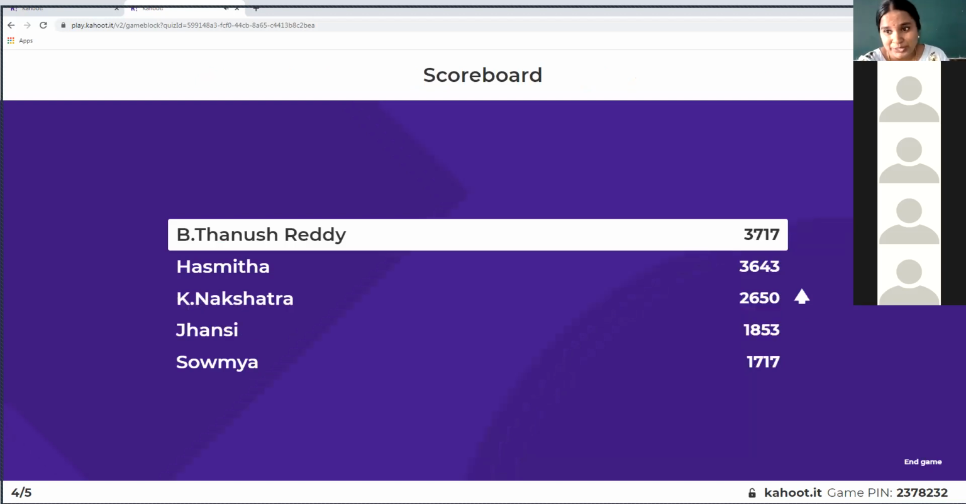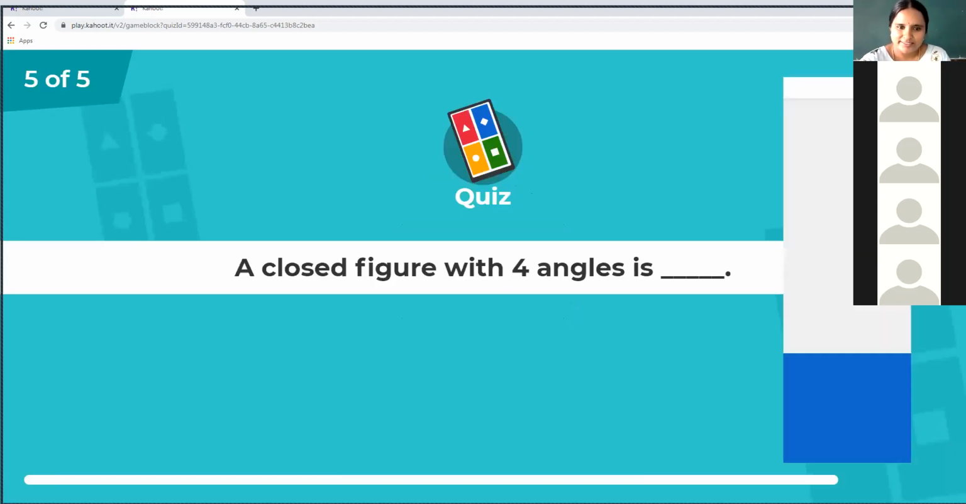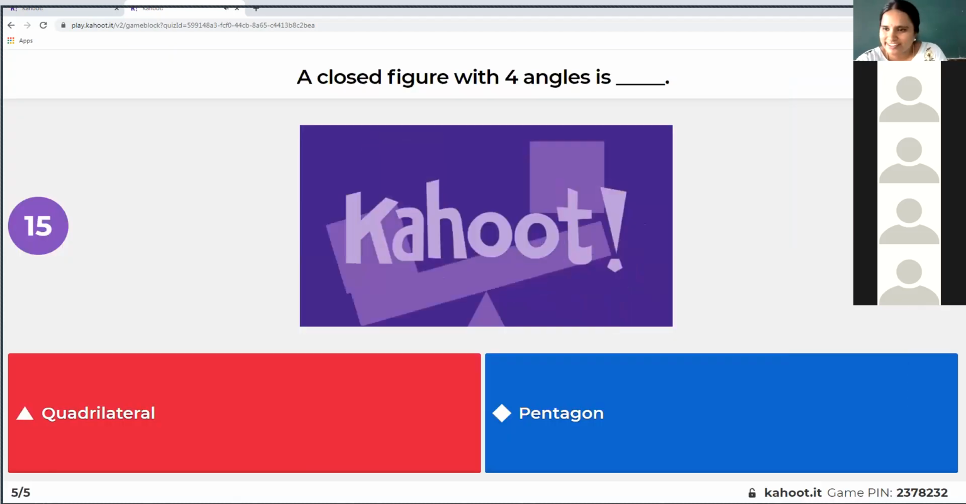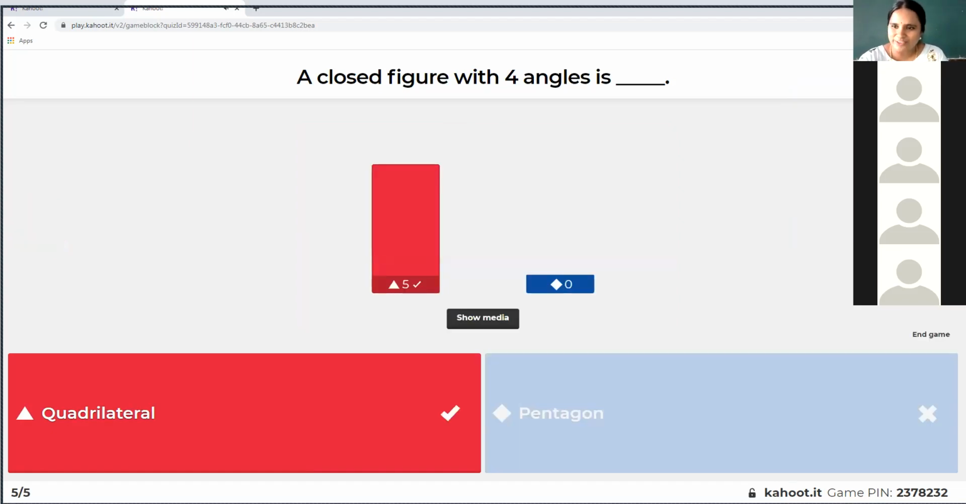Oh, Nakshatra is doing good. She has moved to the third top now. Very good. Good going. One last question to check out who is the topper. Who is going to win this game? A closed figure with 4 angles is called dash. 4 answers already. Nice. And we still have time. Oh, all 5 of them have given the correct answer. Very good. So next, let us check.